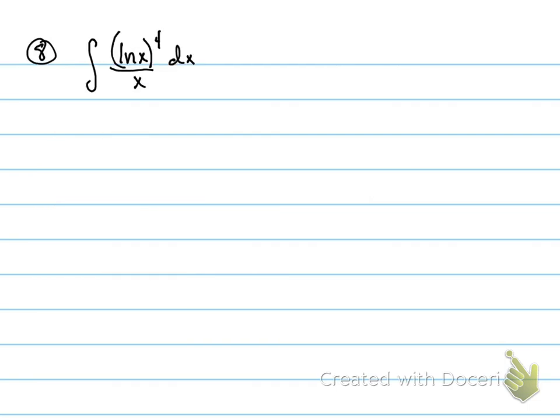So here I have ln of x raised to the 4th power over x, and we're trying to take the antiderivative of that. So what I'm going to do is let u be equal to ln of x. If we take the derivative of u, we know that the derivative of ln of x is 1 over x. Okay, so we solve for dx. That gives us x over 1 du. Let's look at how that would plug back in.